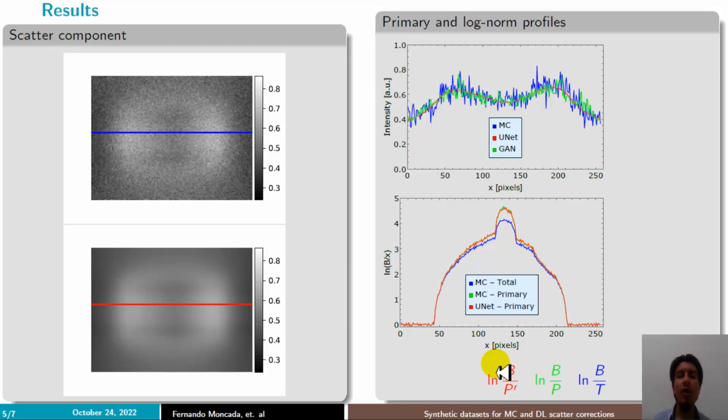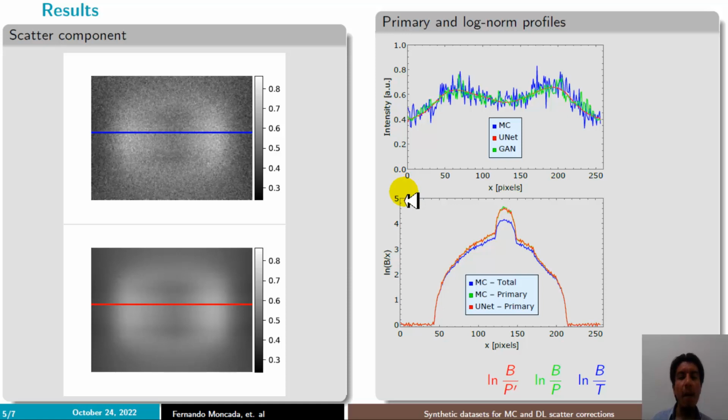In this slide, on the left, we compare the scatter components of a random projection of the cylindrical phantom. On top is depicted the projection predicted by the Monte Carlo iterative method, and at the bottom the one predicted by the trained UNet. On the top right corner, in red and blue, we see the profiles of the images on the left. For comparison, we also included in green the equivalent profile for a projection predicted by a Generative Adversarial Network, GAN. The noisiness in the Monte Carlo predicted images is due to statistical fluctuations. UNets do not capture these noisy behaviors, as we can see in the profiles. That makes them more suitable than GANs to generate scatter-free images.